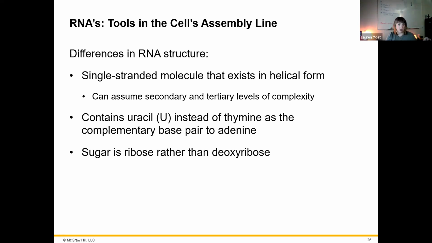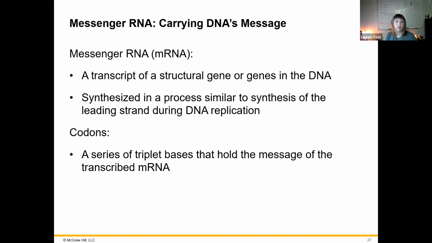No T in RNA. So anytime you're thinking a T, you put a U, right? The sugar that's involved in RNA is also ribose. It is not deoxyribose. So those are the big differences. Messenger RNA is a transcript of those structural genes, the ones that we're interested in making the proteins from. And then we make the messenger RNA in a process that's very similar to how we would replicate the DNA.